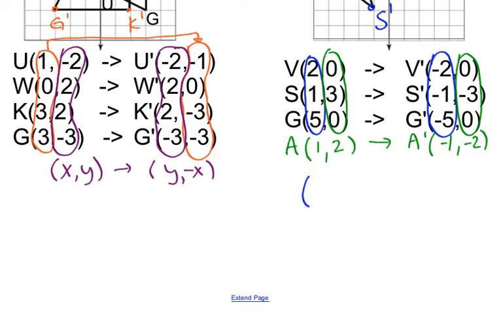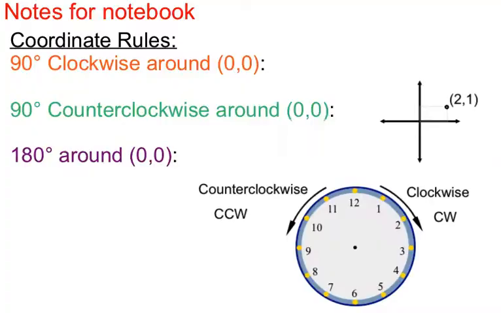So it appears that when I rotate 180 degrees, the numbers stay in the same place. They just become the opposite of those numbers. So we change the signs. If they're negative, they become positive. If they're positive, they become negative. So that is rotating 180 degrees.